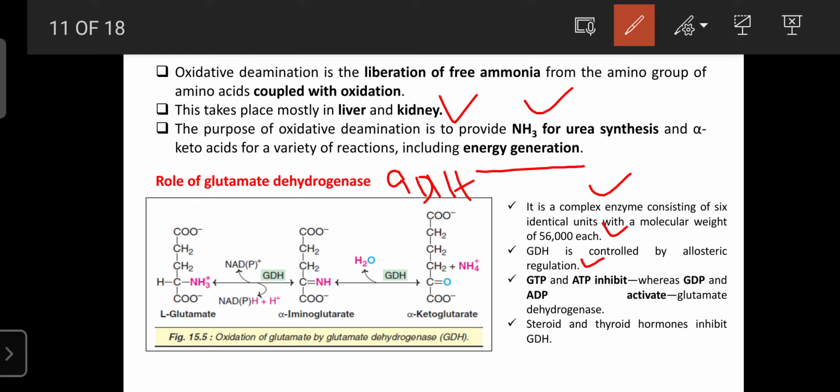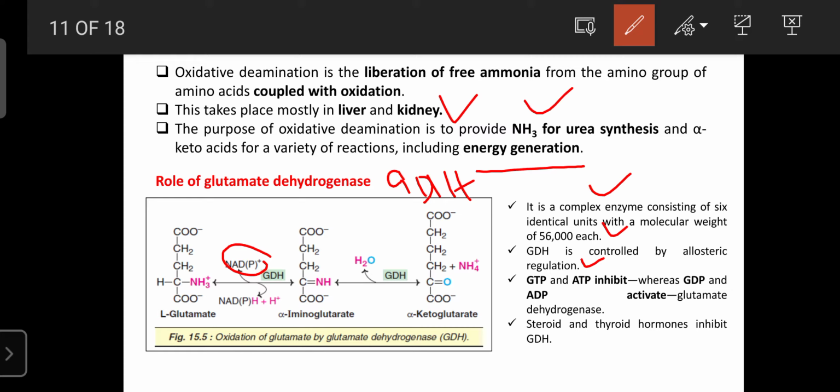So GDH is a complex enzyme. It consists of 6 identical units, with a molecular weight of around 56,000. This enzyme is responsible for the conversion of L-glutamate into alpha ketoglutarate, and it can utilize NAD or NADP as a coenzyme.